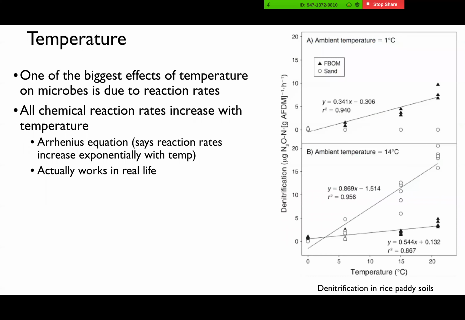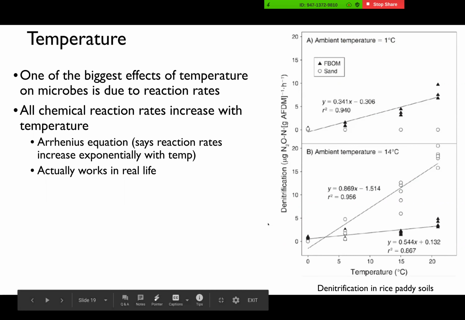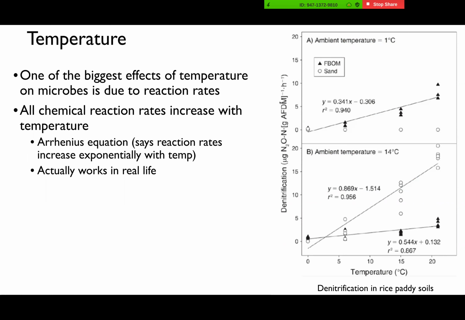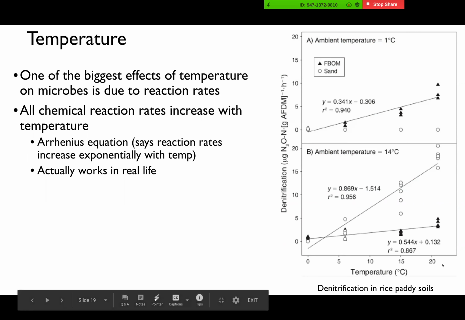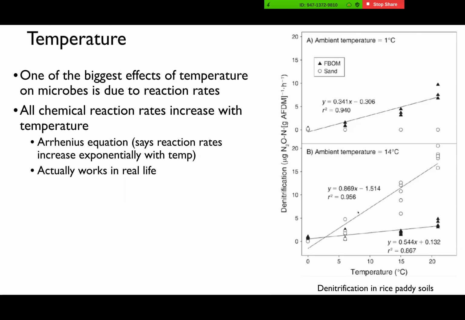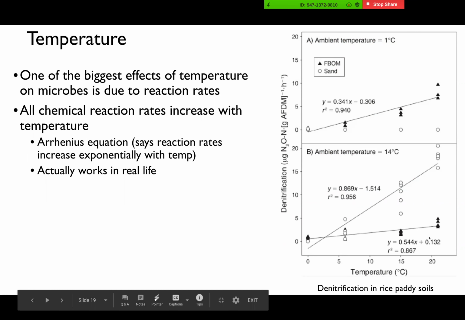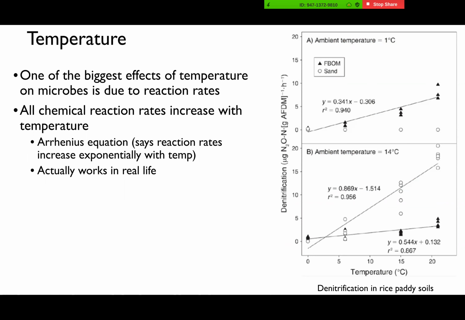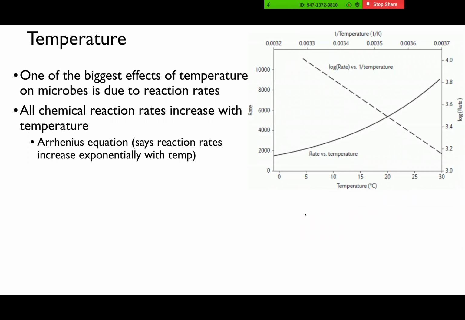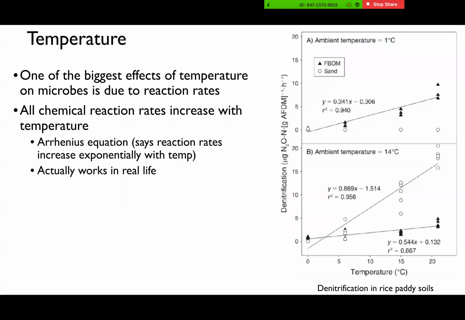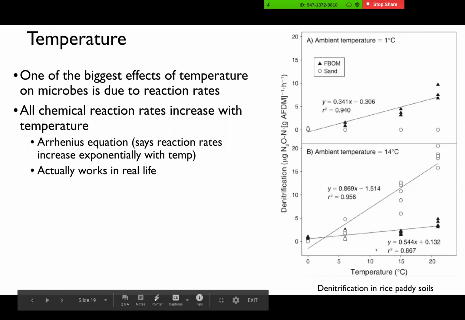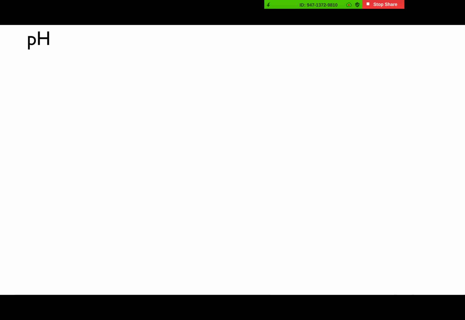Now, we can actually see this in real life. So we have denitrification rates here, in some measurements that we're not going to even try to explain. And then we have temperature here on the x-axis. You can see that as we increase the temperature in both of these graphs here at the bottom and the top, the denitrification rate also increases. So it does work in real life. It's not just some relationship in chemistry. This actually occurs in real life. This is actually denitrification in paddy soils. So fun times. So next up after temperature is going to be pH.